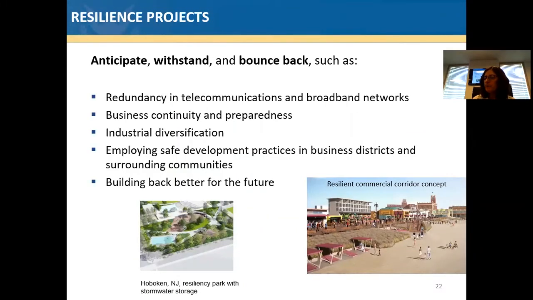It could be new infrastructure, including high performance, flexible, nature mimicking, and resilient infrastructure and buildings. In terms of what we mean by resilient projects, just a few examples here. That could include state-of-the-art building codes and development practices, more resilient infrastructure, and redundancy in infrastructure.